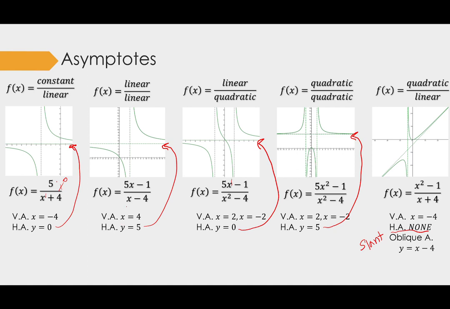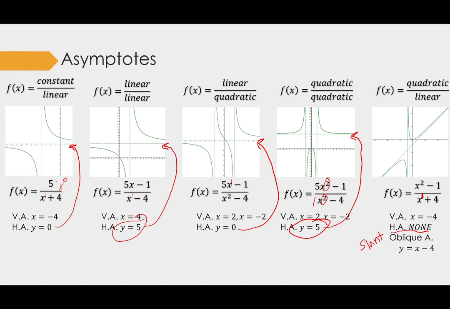On the second and fourth graphs, we have degree of 1 over the degree of 1 and a degree of 2 over the degree of 2. On these ones, you have the same degree. Also, what's 5 divided by 1? Right, our leading coefficient is 5. That's going to be helpful in a minute. On our last graph, the degree on top is bigger than the degree on the bottom. That means we didn't have one. We had an oblique asymptote.